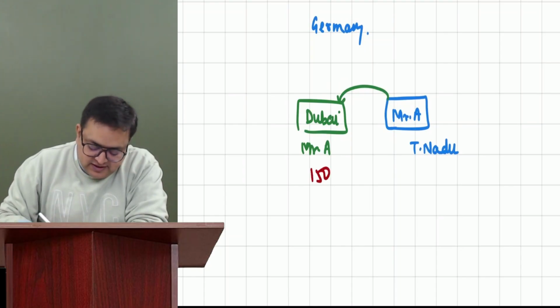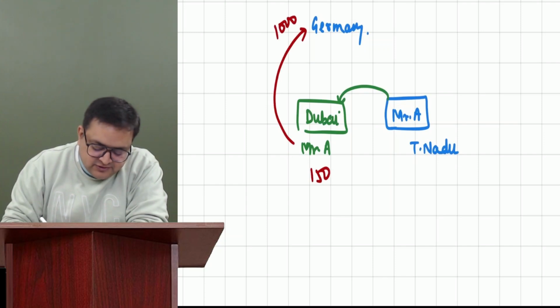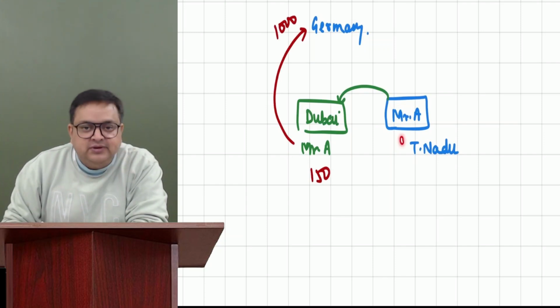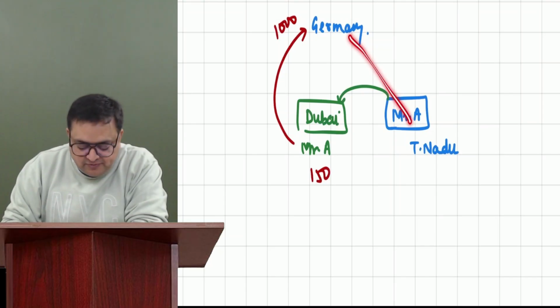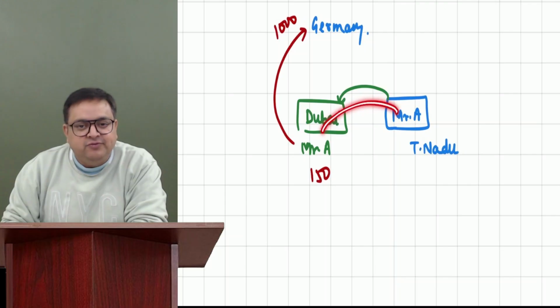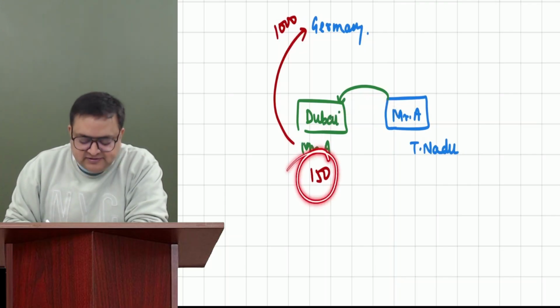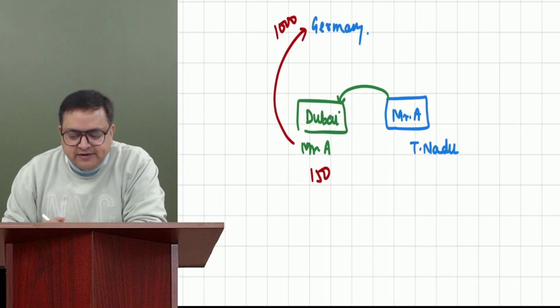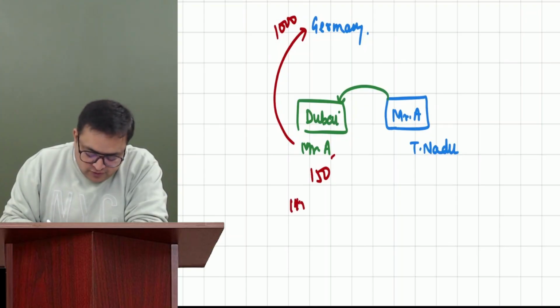And then from there, they will sell it to Germany for 1,000. So what they have done is, instead of selling it directly from India for 1,000 rupees, they have reduced the price over here. They are selling it for 150 rupees here to Dubai, and from Dubai they are selling it for 1,000 rupees. Why? Because in Dubai there is hardly any tax rate. Or this concern in Dubai is actually owned by Mr. A, or it can also be owned by Mrs. A, or any of his relatives.